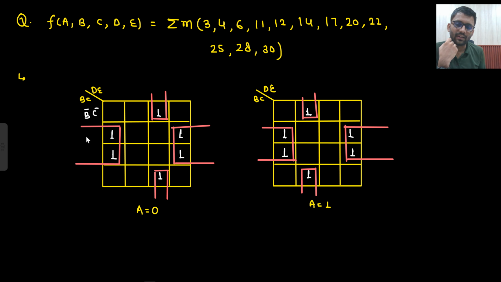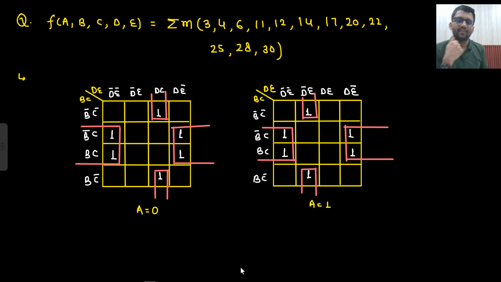So B bar C bar, B bar C, BC, BC bar, B bar E bar, B bar E, DE, DE bar, B bar C bar, B bar C, BC, BC bar, D bar E bar, D bar E, DE, DE bar. Let's solve for this one.